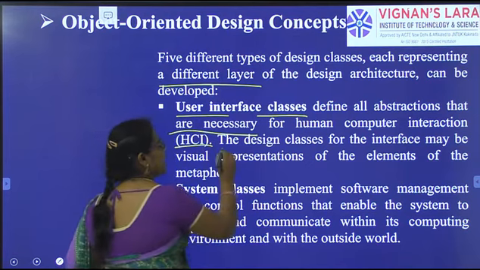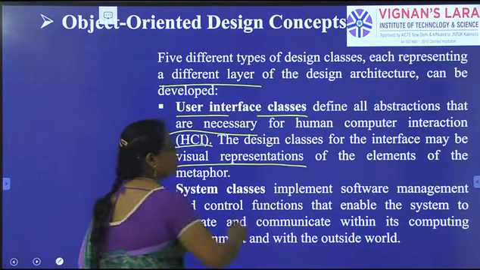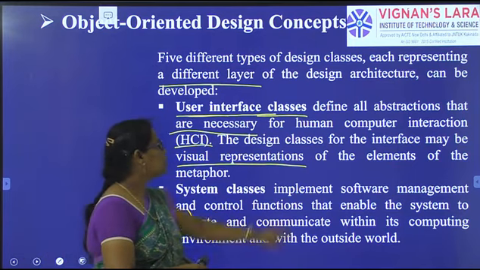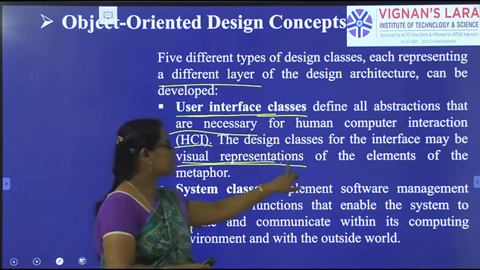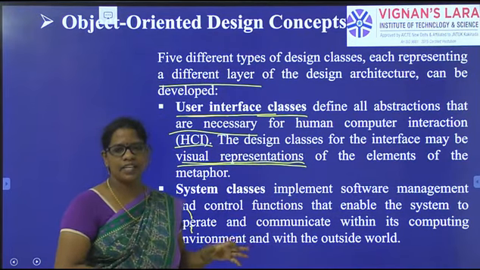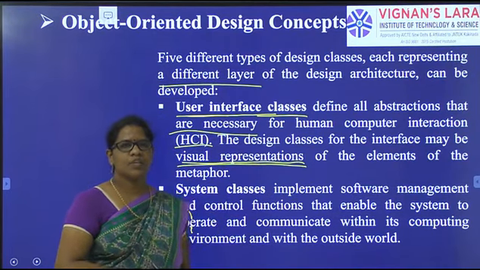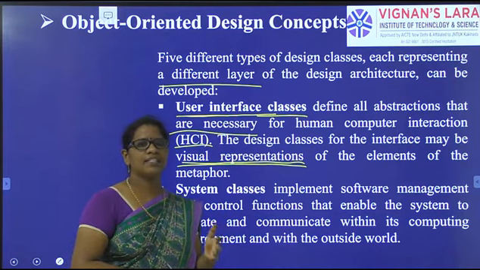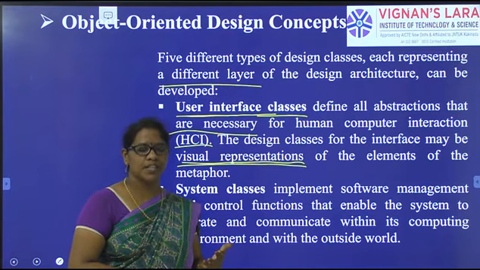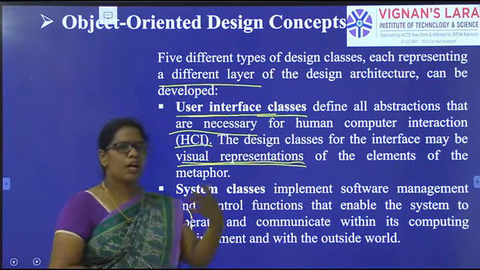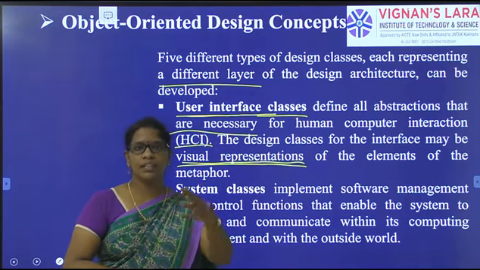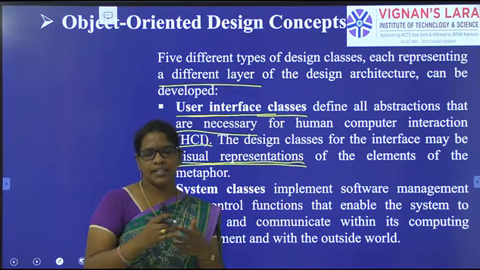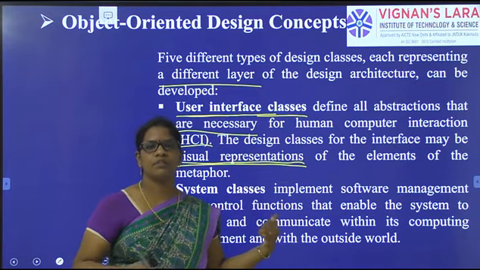The design classes for the interface may be a visual representation of the elements of the metaphor. So the user interface classes represent the visual representation. Interface is nothing but how to face the system. In order to face the system, it has to look good. If it has a good screen design, then we are able to face it. For example, if people know Windows and go to a Unix or Linux operating system, they cannot operate it, because the design of the system is different from Windows.